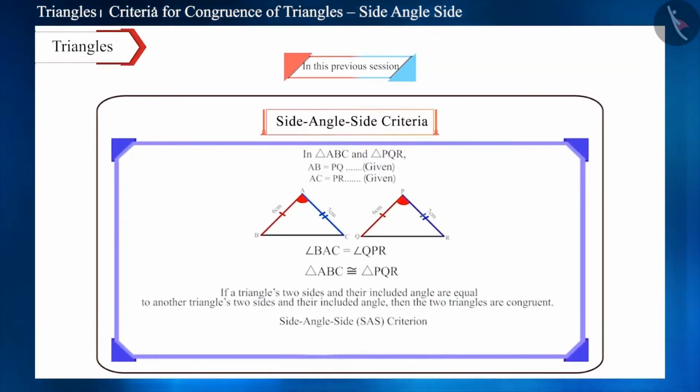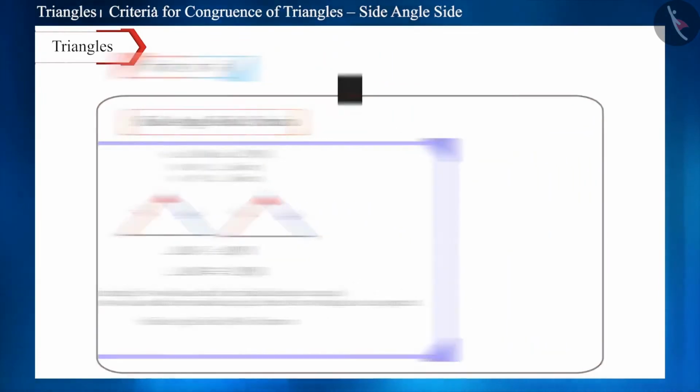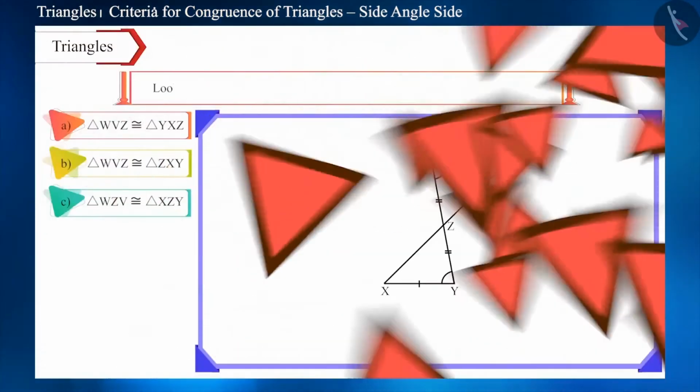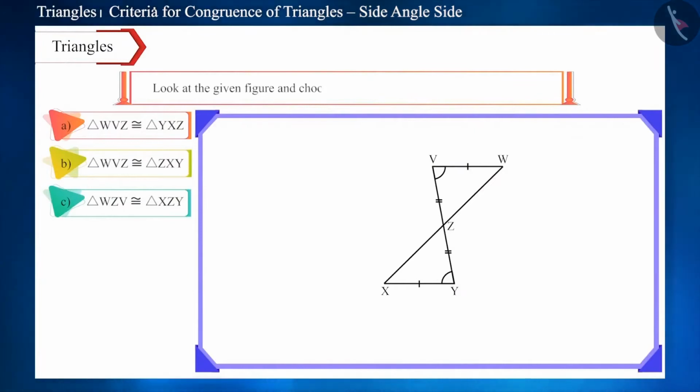In the previous video, we discussed the SAS criterion for the congruence of triangles and we also solved some questions. Today, we will discuss some facts related to the same. So let's start. Look at the figure and choose the correct option of congruent triangles.